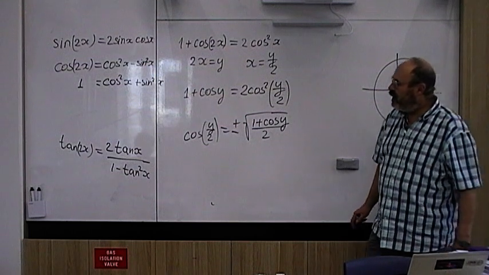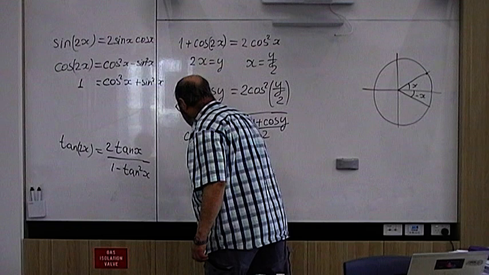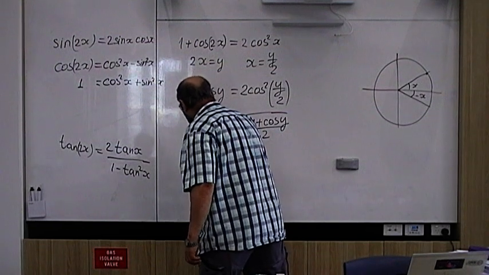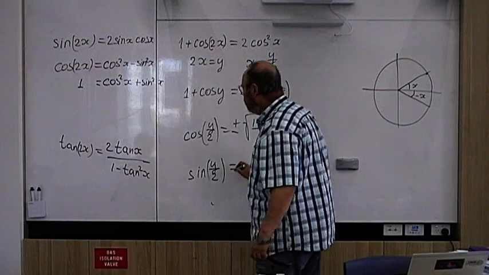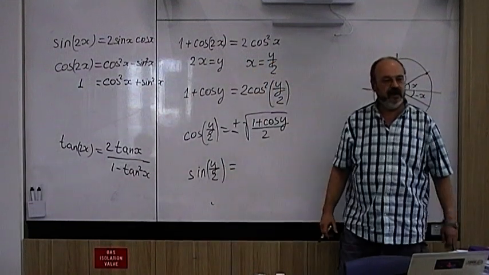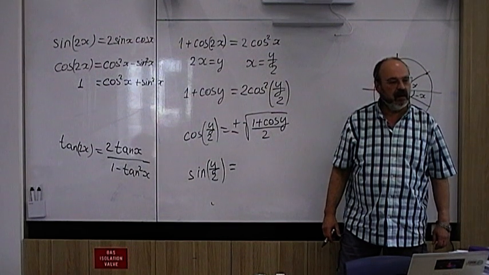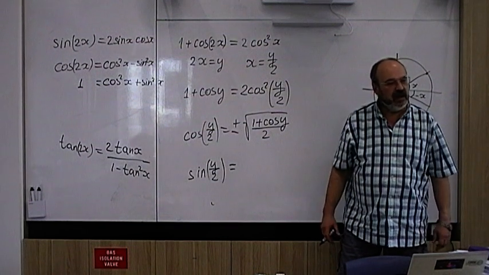Again, how can we find sine y on 2? From here. How can we derive sine y on 2? We need sine, like cos y on 2, the cos of the half angle.